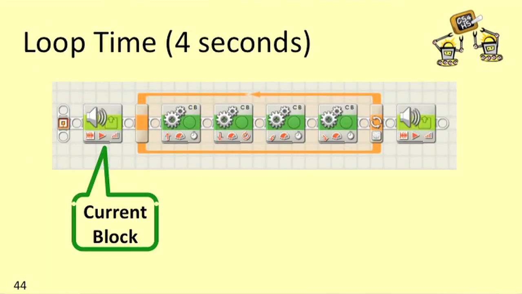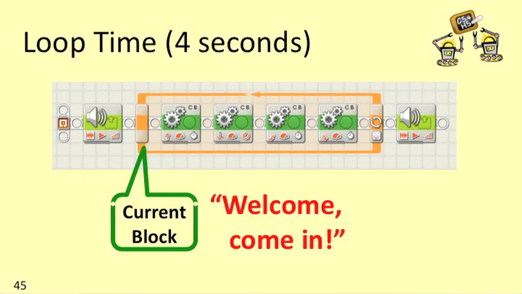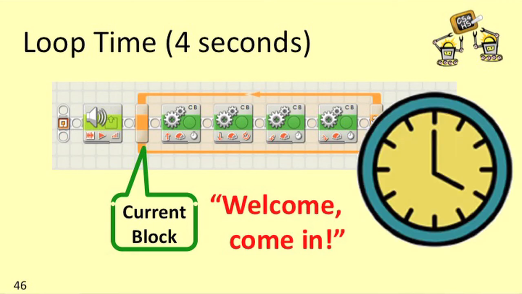We begin, as always, with the sound block saying good morning. When you enter a loop that has the control set to time, in addition to saying welcome, come in, the loop starts up a timer to keep track of how much time has elapsed. But even though this timer is always running whenever you're inside the loop, it only checks the timer when it reaches the end of the loop.